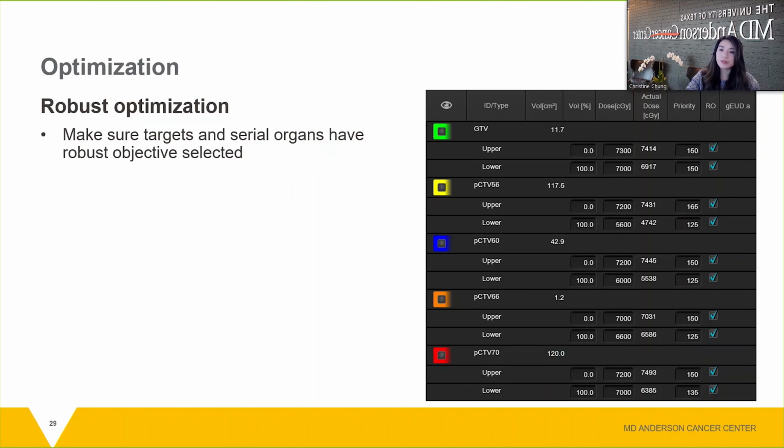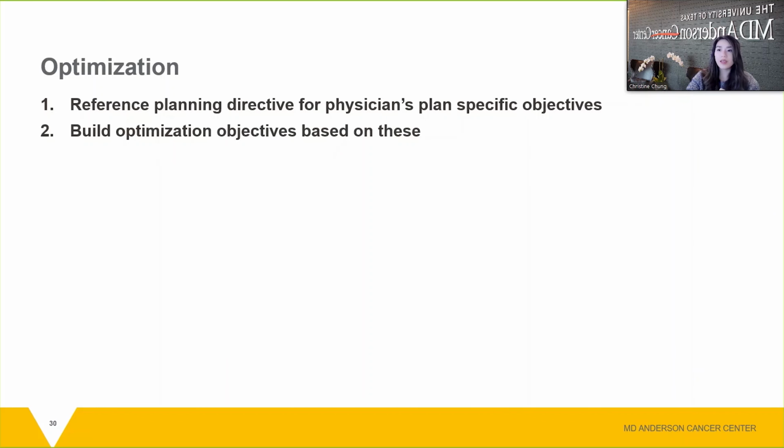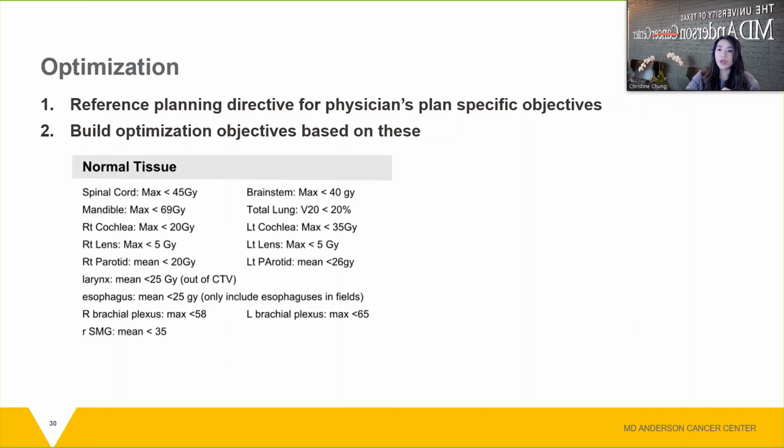After setting the perturbations, you just have to set the targets and serial-like organs to robust objective, which you can see by the check mark in Eclipse. And as far as building the rest of the objectives, a good place to start is referencing the physician's planning directive for that particular case.